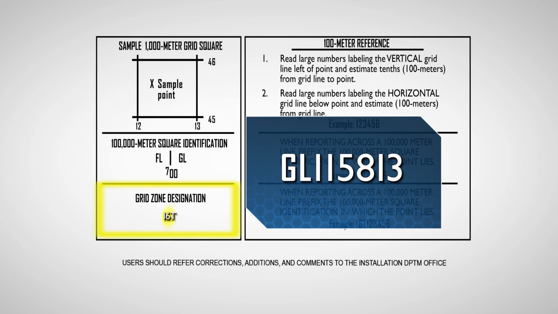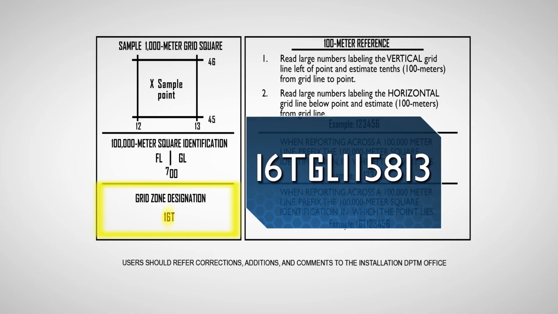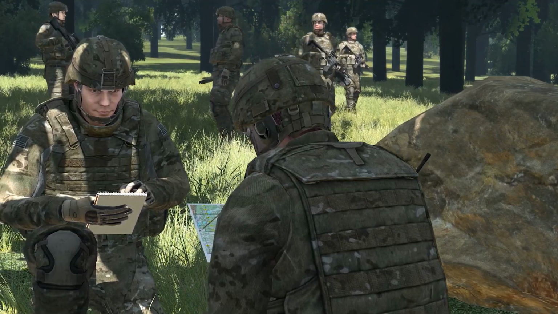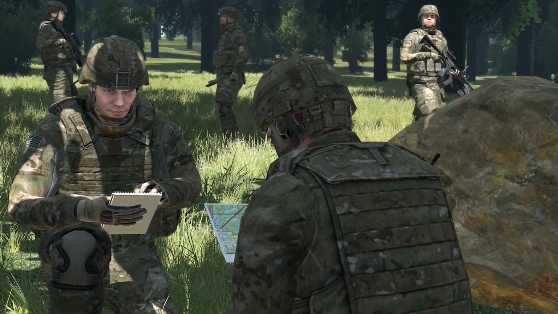Further location precision can be achieved by using the grid zone designation listed in the map's margin. Identify the grid zone designation 16 Tango in this example by looking in the grid zone designation box in the margin of the map. Place the grid zone designation 16 Tango in front of the 100,000 meter square identifier, Golf Lima, and the grid coordinate 115813. The final grid coordinate becomes 16 Tango Golf Lima 115813. By learning to utilize the grid system, you will be able to locate any point on a map in order to perform any number of land navigation tasks.